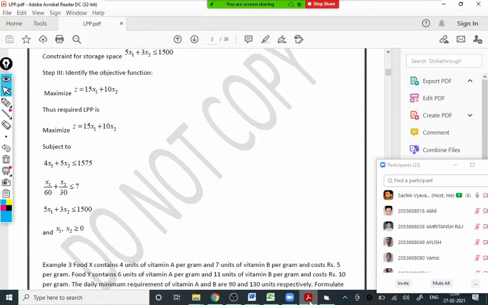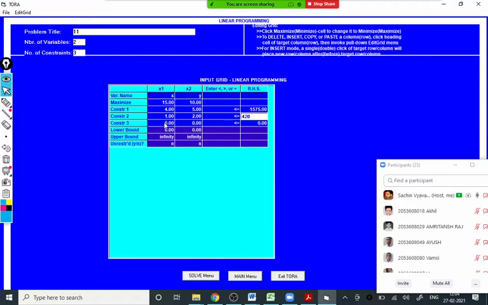Then constraint 3 is 5, 3, 1500. Okay, and now let me solve it.